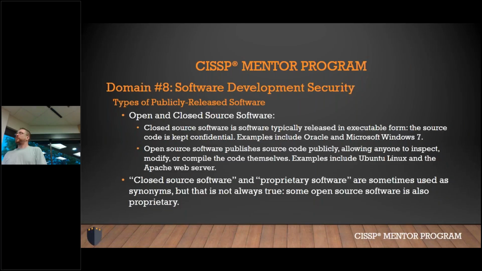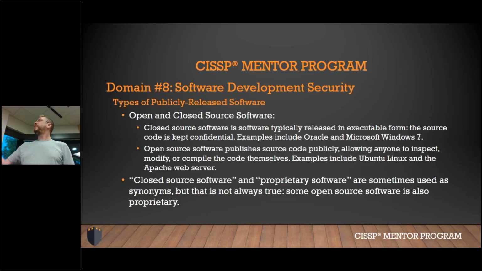Open and closed source. Good to know. Closed source, proprietary, in an executable form. So source code is confidential. That's what you'll need to know. Think of Oracle or Windows. There's a whole bunch of them. Open source, we're going to publish our source code publicly, allowing anyone to inspect it, modify, or compile the code themselves. So Linux and Apache.